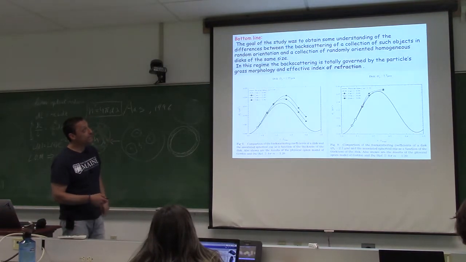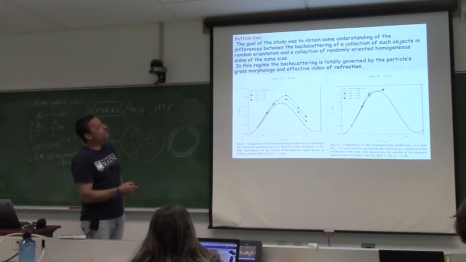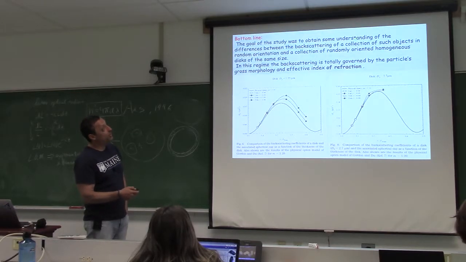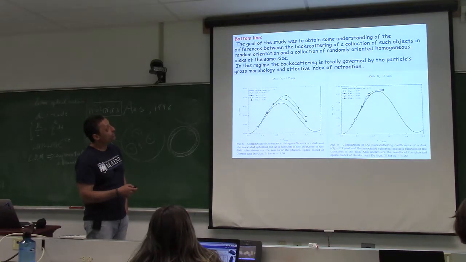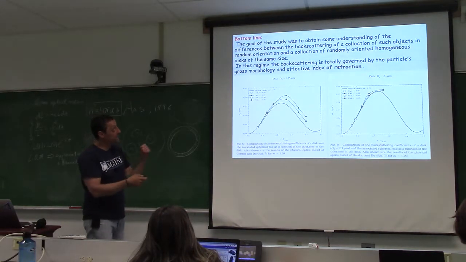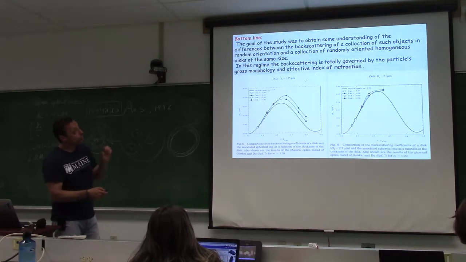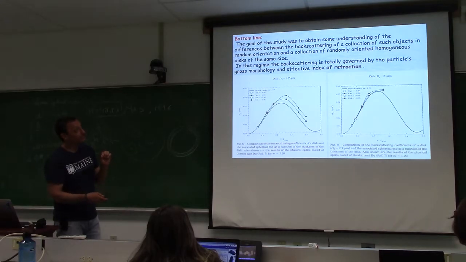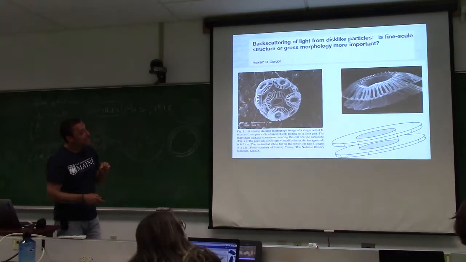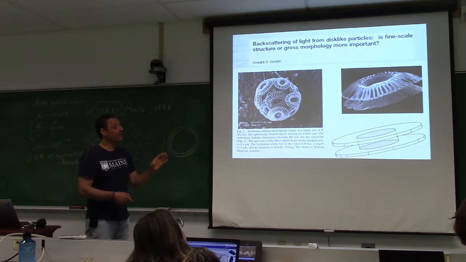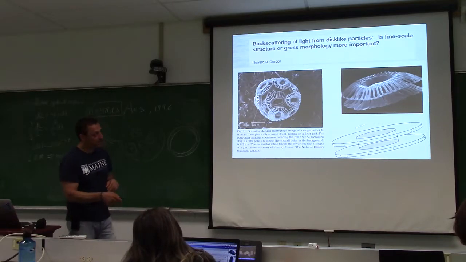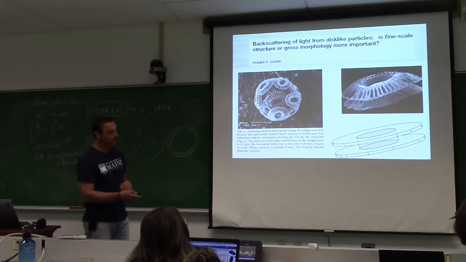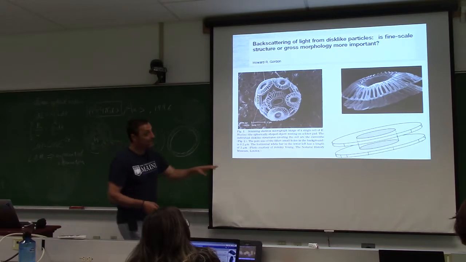And overall, he found that the goal of the study was to obtain some understanding of the differences between the backscattering of a collection of such objects, like this, in random orientation, versus a homogeneous disk of the same size. In this regime, where they're small, the backscattering is totally governed by the particle's gross morphology and the effective index of refraction, meaning that these serrations were not strongly affecting it. You could model them with something like this without taking into account these little lines. But modeling something like this is not trivial.